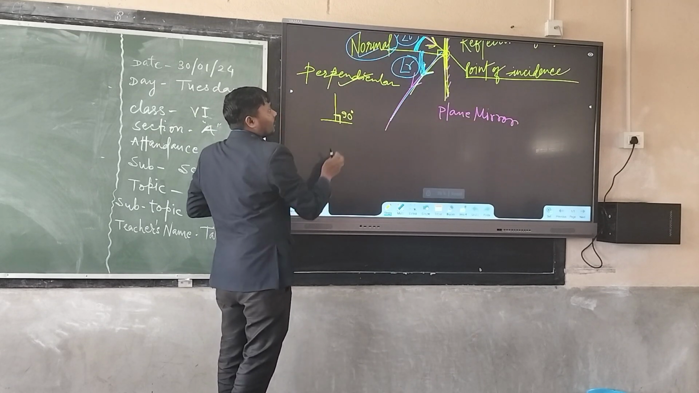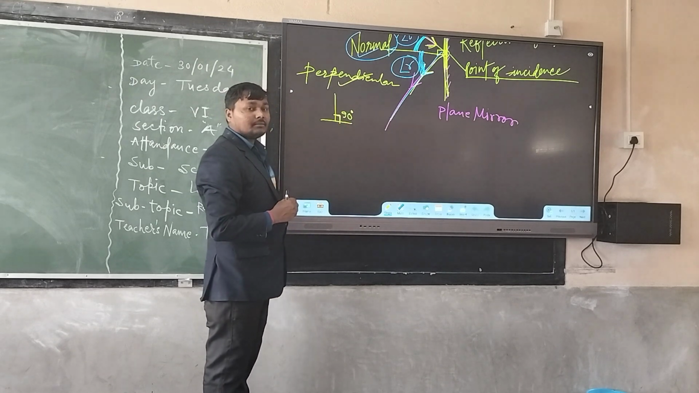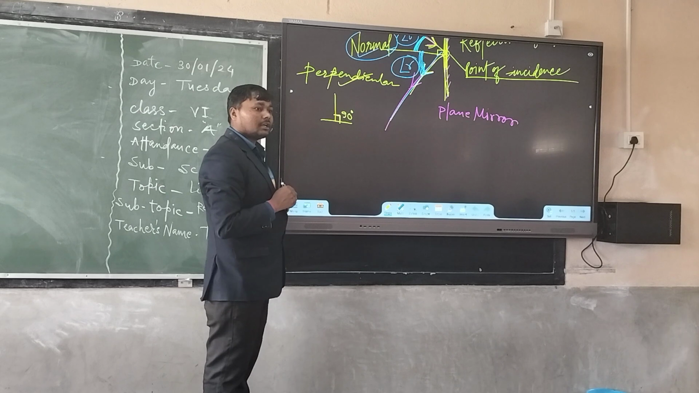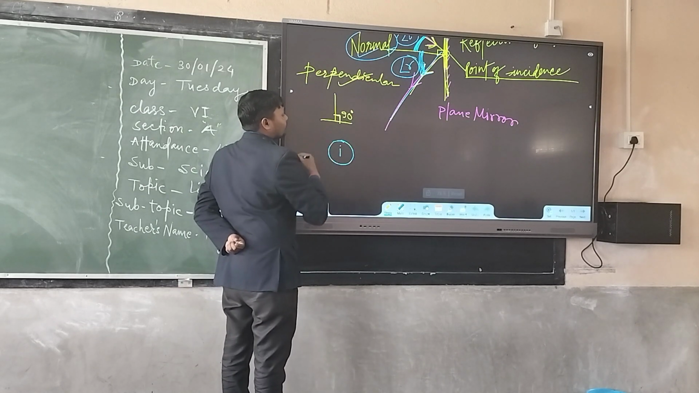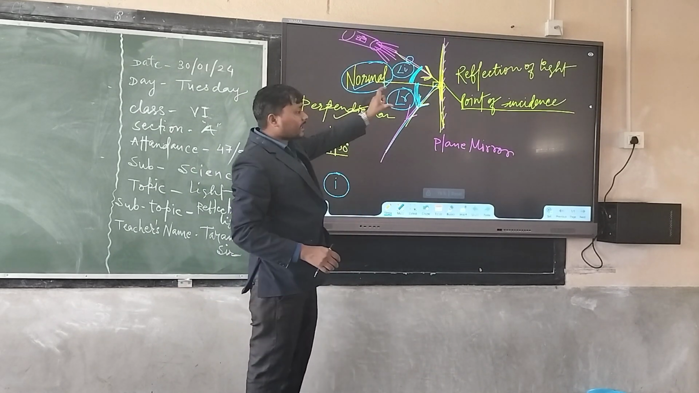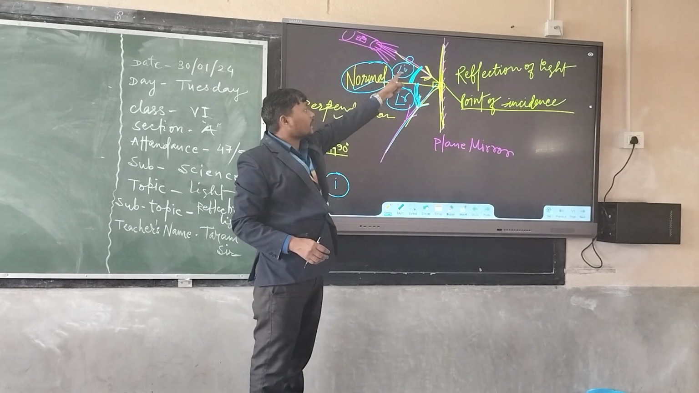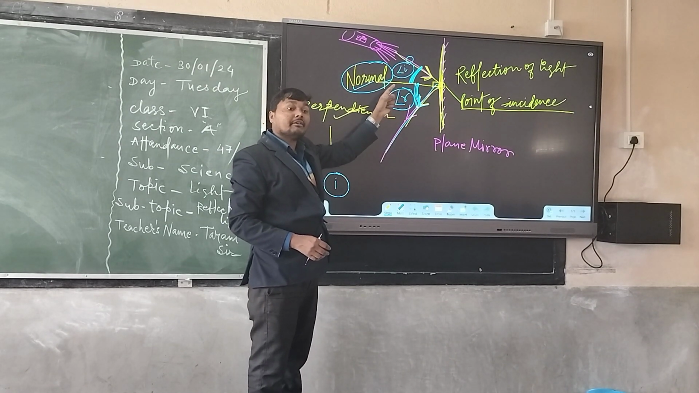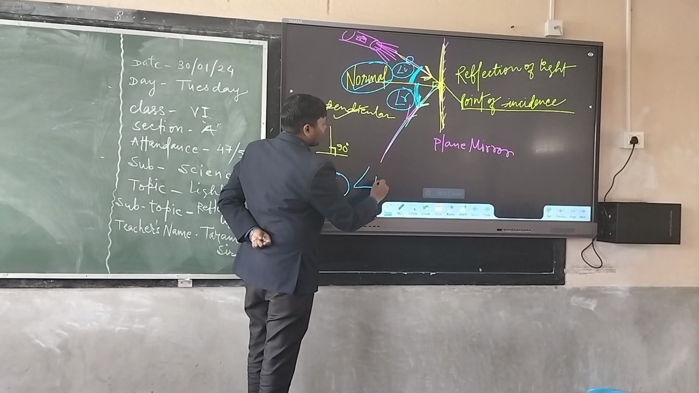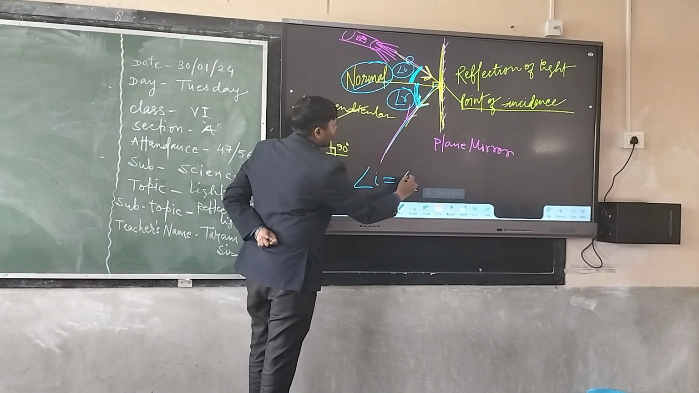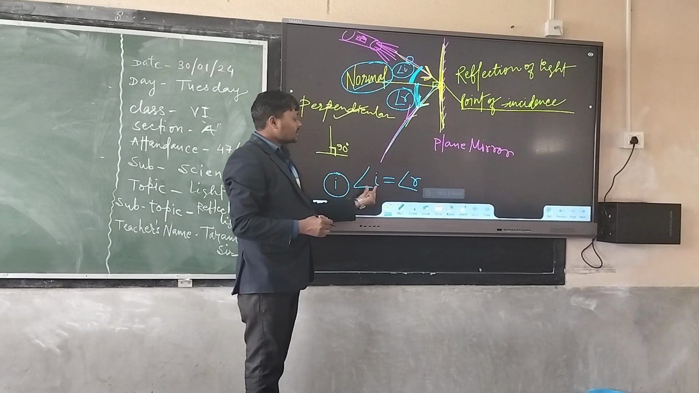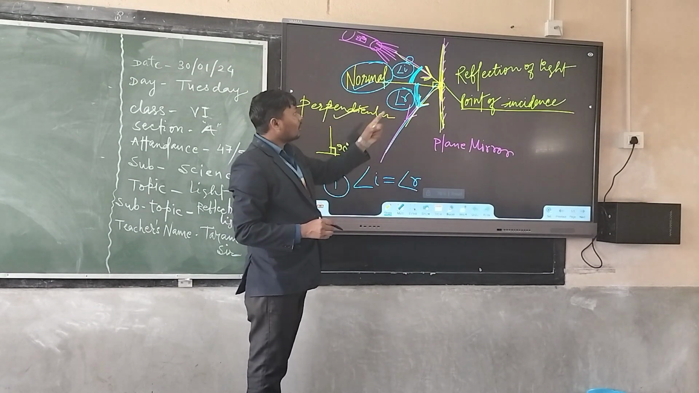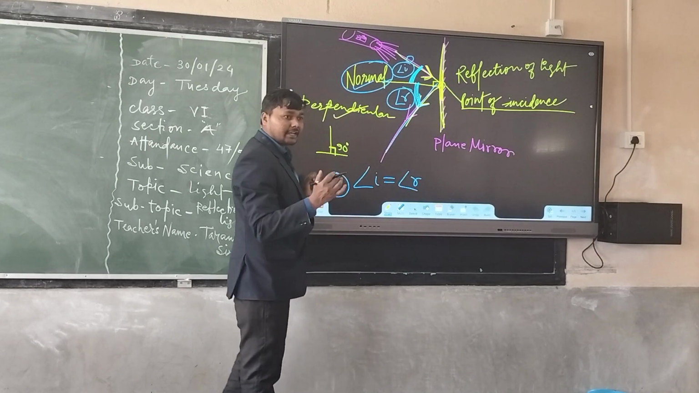Whenever there is a reflection of light, it follows two laws, the laws of reflection of light. The first one: whenever reflection of light occurs, the angle of incidence and the angle of reflection are always equal. Angle i equals angle r. The angle of incidence is always equal to the angle of reflection. This is the first law.